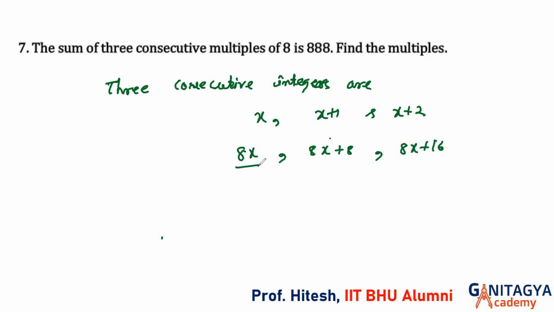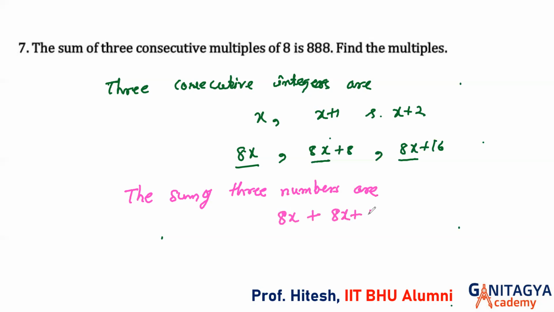First is 8x, so the second will be 8x plus 8, because we require multiples of 8 and consecutive, and the third is 8x plus 16. The sum of these 3 numbers is 888. So you will write the sum of the 3 numbers: 8x plus 8x plus 8 plus 8x plus 16 is equal to 888.